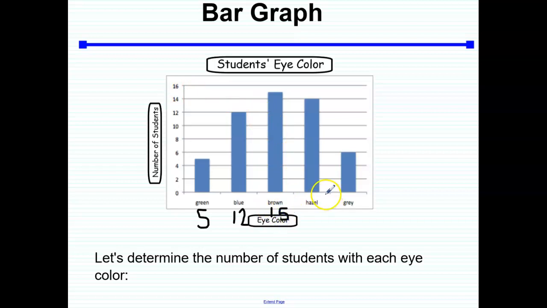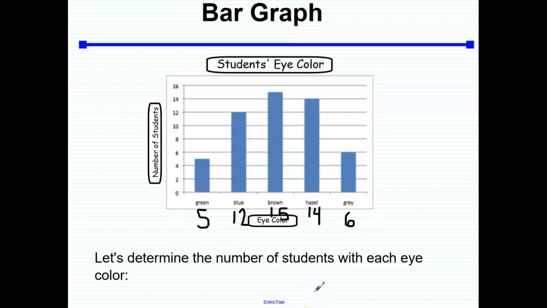Wonderful. Would you guys pause the video and determine the number of students with hazel and gray eyes? Great job. Who was able to use their scale on this y-axis to determine that 14 students have hazel eyes, because the bar hits the number line right at 14, and 14 represents my number of students, and 6 students have gray eyes. So you're going to use the information we just figured out together to answer some questions very soon.